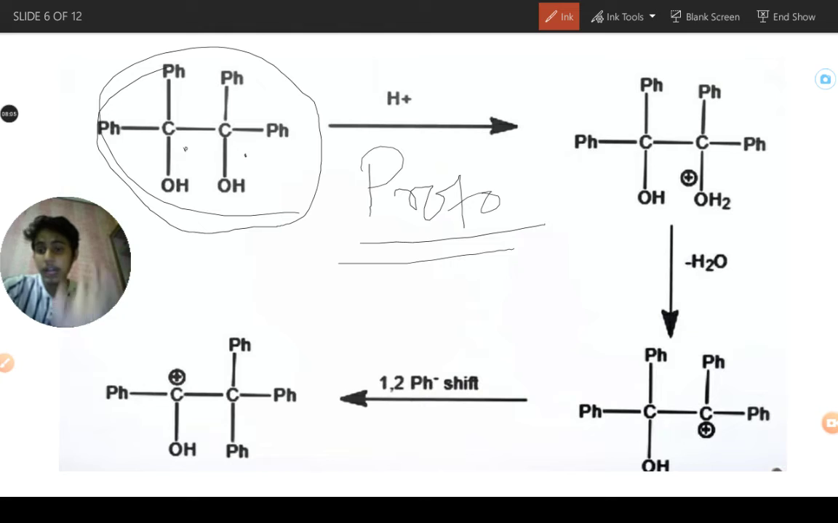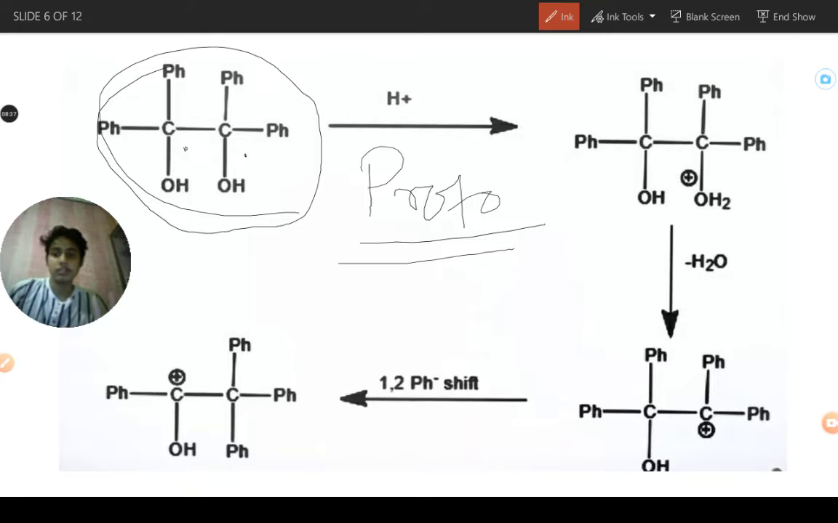Protonation will occur at that carbon where water removal will be very easy and the carbocation formed after removal of water will be more stable. This is a very important thing. The protonation is very important here. If you do the protonation, you can do the whole reaction. Protonation and migration shift, these two are the most important things here. You need to know the protonation first.